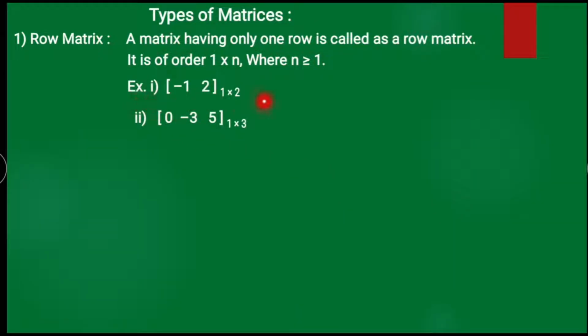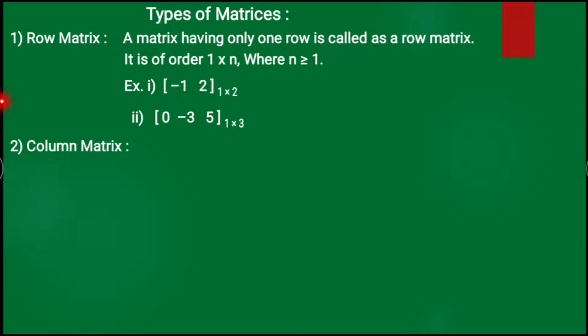So see here two examples. In the first example, we consider a matrix of order 1 by 2 having elements minus 1, 2, and the second example has order 1 by 3. So the elements are 0, minus 3, 5. So here one row and three columns are given. If we consider the positions, 0 is in the first row first column, minus 3 in the first row second column, and 5 in the first row third column.